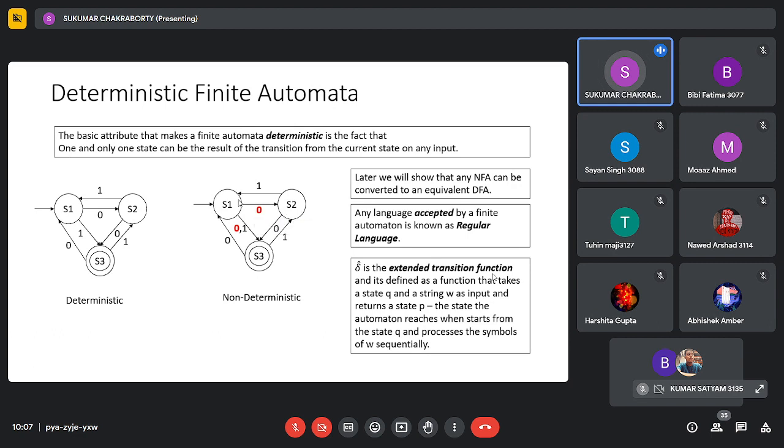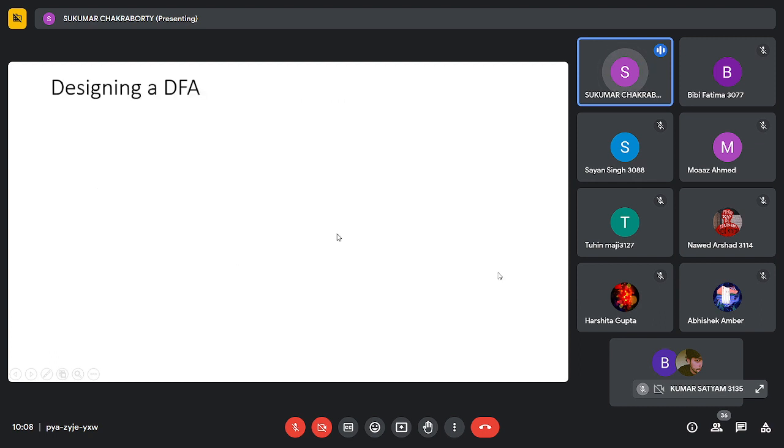We will look at the different aspects of NFA, but before that, let us define how we compute the acceptance of a string by a DFA. How do we compute that? To do that, we need to define the extended transition function, which is denoted by delta hat. This extended transition function is the tool using which we compute the acceptance. Let us see how we do that.